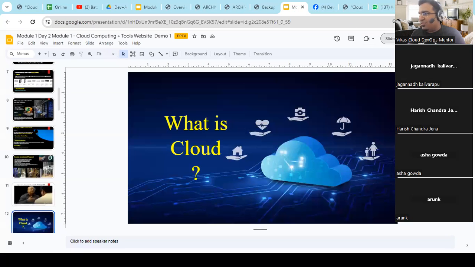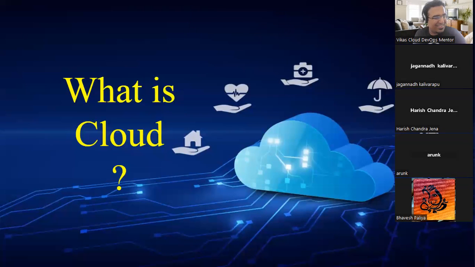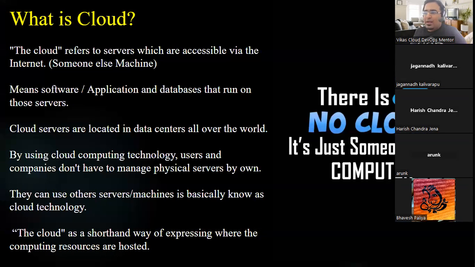Guys, the question is very clear. What is cloud? Give me the answer. Sir, it is a distributed data center that we can access by internet. Correct, good. If you see here, I'm giving one line: there is no cloud, it's just someone else's computer. Do you agree with this point? Yes, ideally this is 100% correct.